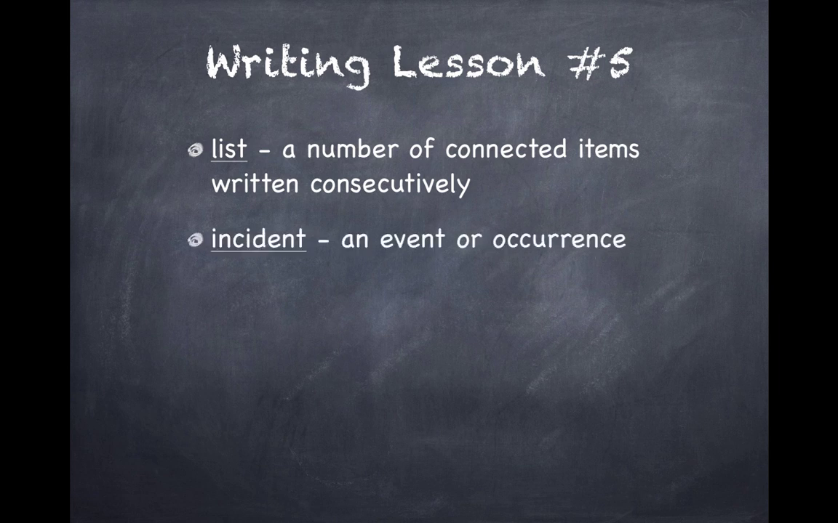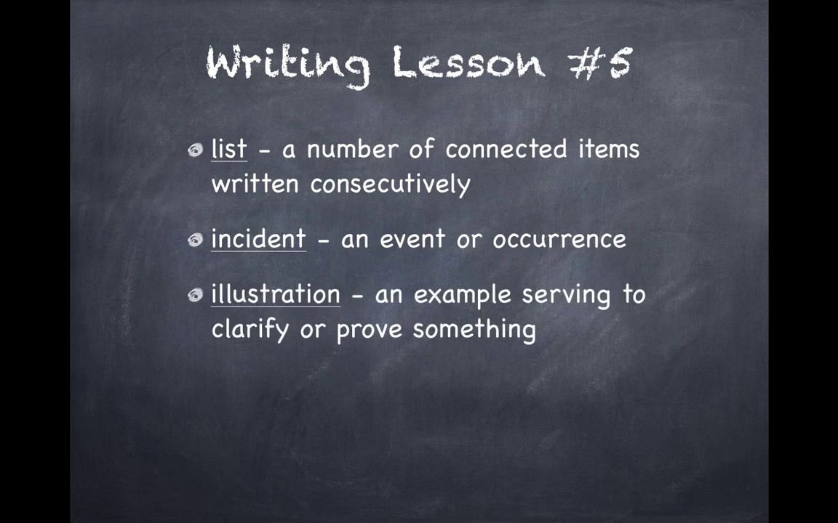Next, you might do an incident, which is going to be an event or an occurrence of something, maybe a little story or an anecdote that proves your main idea. And lastly, an illustration is going to be an example that serves to clarify or prove something. So an illustration would be much like an incident in that it's a story, but maybe you're making it up. You might say, pretend that this happened or picture this, and then you might explain what happens. So you could use a list, an incident, or an illustration to serve as examples.